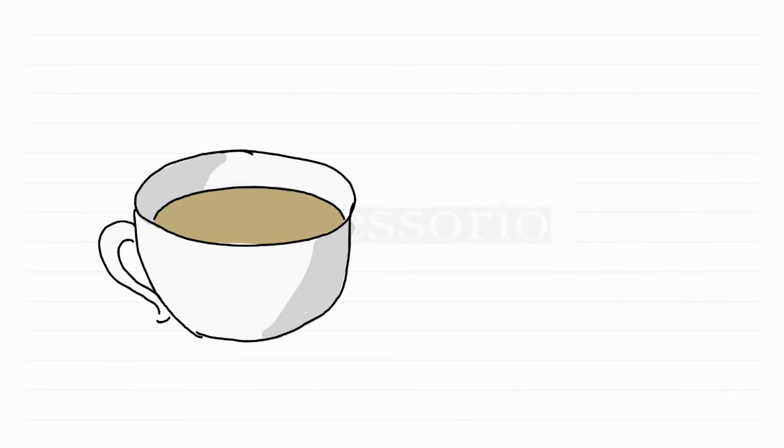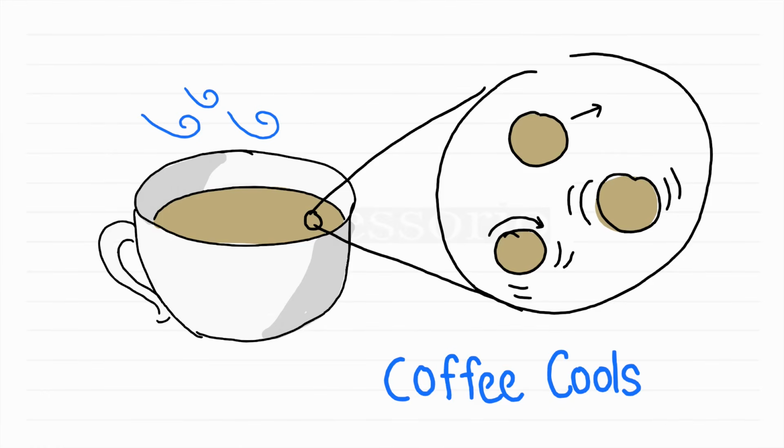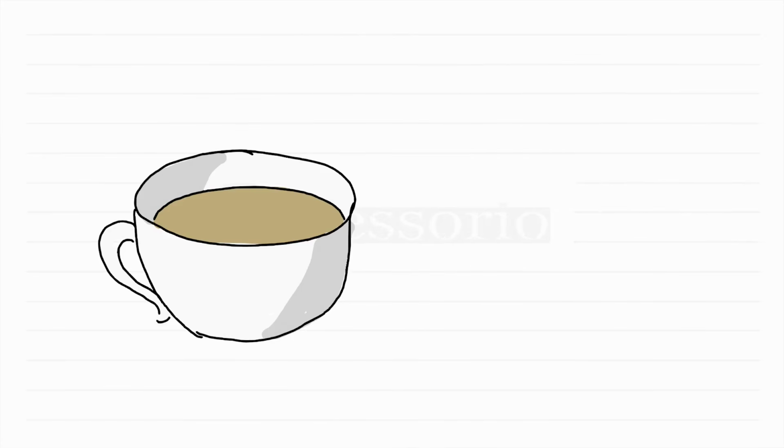For now, let's come back to where we were. Right, sitting with that cup of coffee. When the coffee was hot, its particles were moving very fast. But when you blew over it, the coffee cooled down. So, what really happened? Why did coffee particles begin moving slow afterwards? Where did all their energy go? Here is the secret behind your magic.